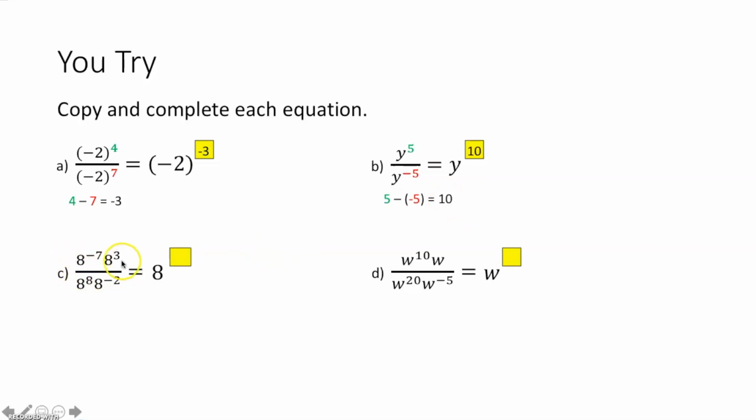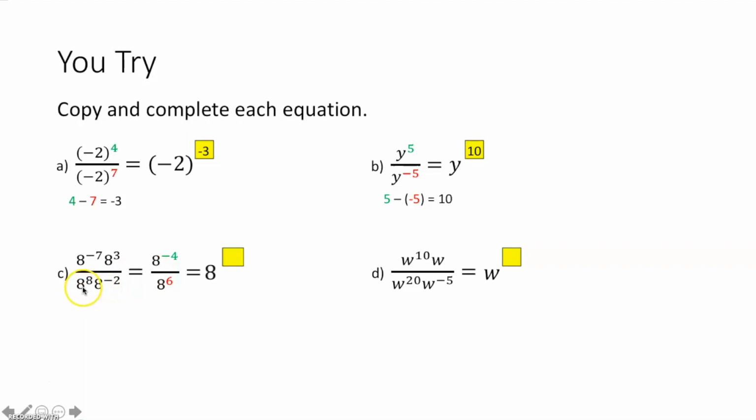Part C, we're doing the same thing. Here we need to simplify the numerator and denominator first. So in order to simplify the numerator, we multiply like bases. That means we add the exponents together. So 8 to the negative 7th times 8 to the 3rd, we add negative 7 and 3, and we end up getting 8 to the negative 4th in our numerator.